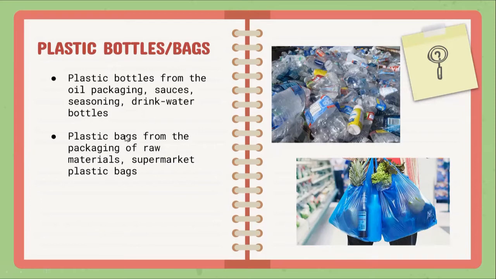So next is the plastic bags like in this picture. And then plastic bags are from the packaging of raw materials such as chicken, fish, and meat, where usually the raw material is packed in the plastic bag, and then the plastic bag from the supermarket. Usually, the restaurant uses the plastic bags to store the raw materials.